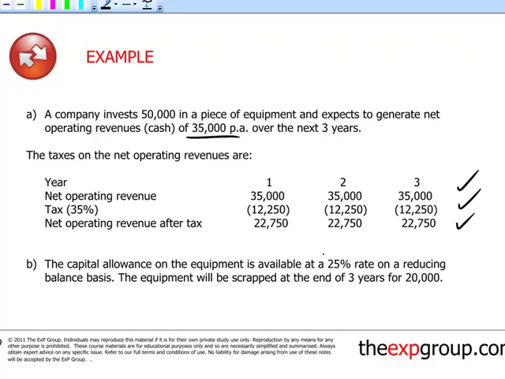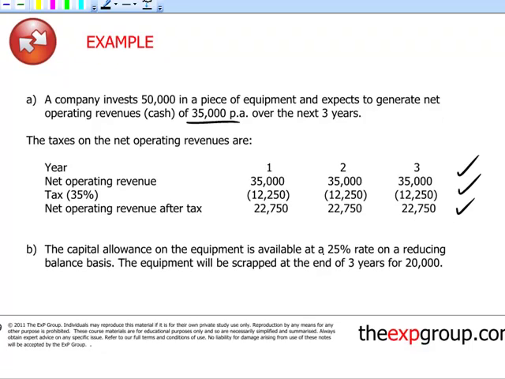There's an additional tax impact, and that is on capital allowances for equipment, and we want to show this in a separate subsidiary working, in a separate calculation, based on a description of how the tax operates. The capital allowance is available in this case at a 25% rate on reducing balance basis. And we will have a machine that's scrapped at the end of 3 years for $20,000.